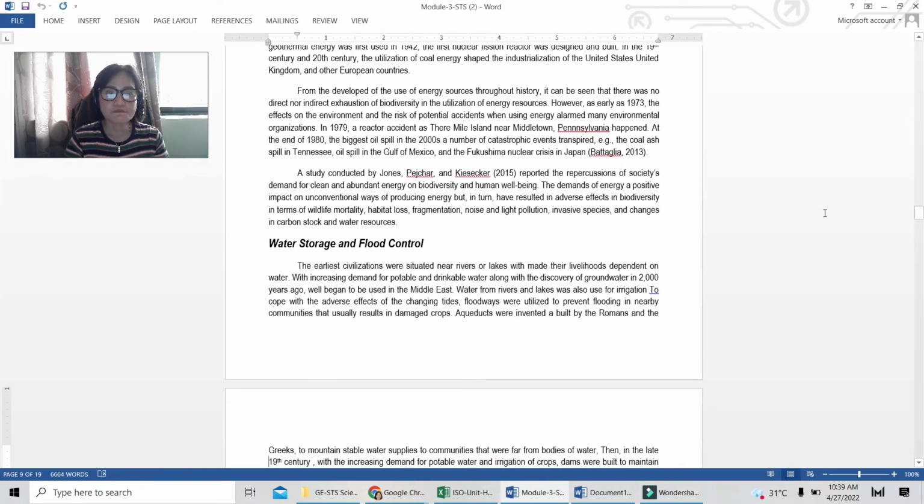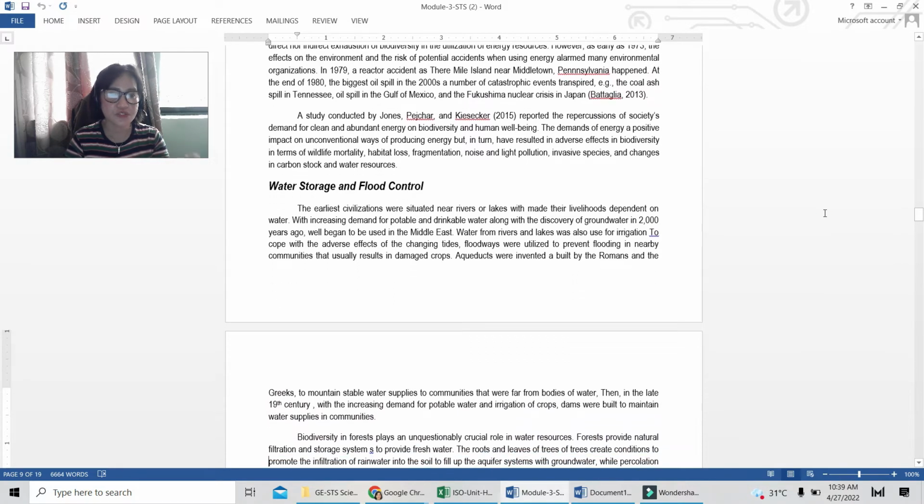So we will proceed to water storage and flood control. Since this is also one of the biodiversity, the earliest civilizations were situated near rivers or lakes, which made their livelihood dependent on water. If you notice, even until now, there are still some civilizations who prefer to stay, although there are typhoons, tsunamis and so many other natural disasters, people are still living where it is really dangerous for them to live.